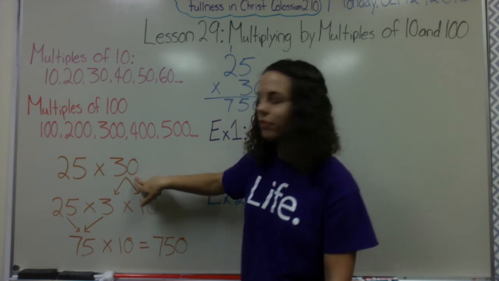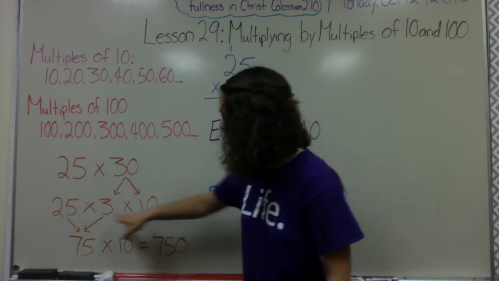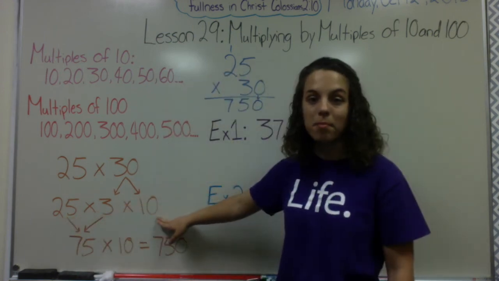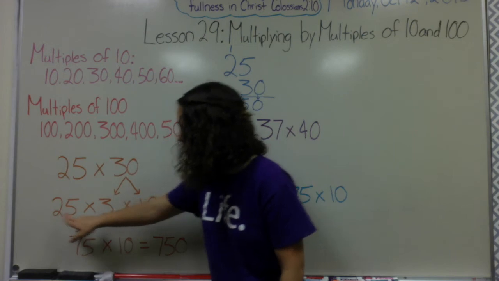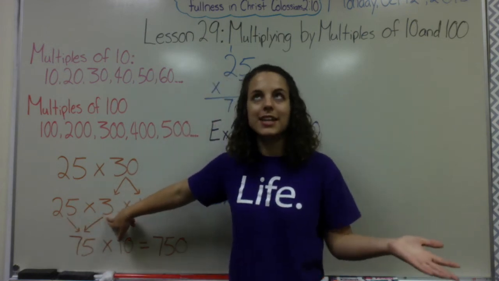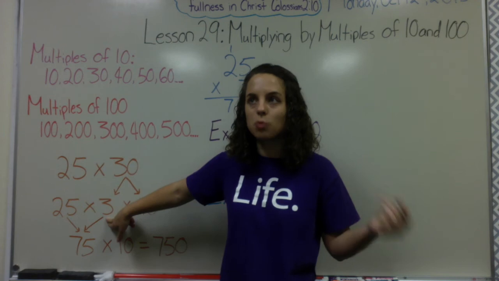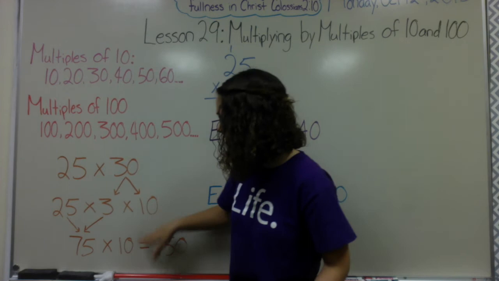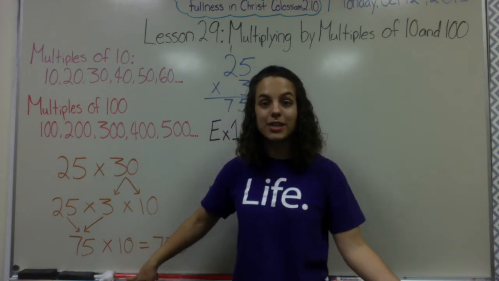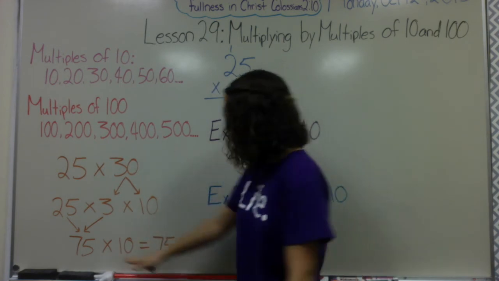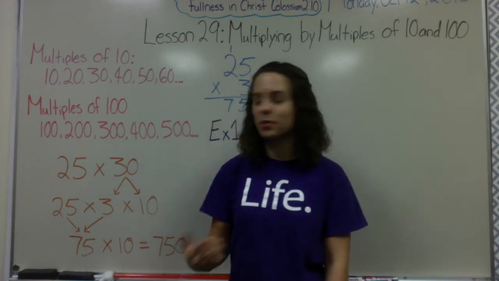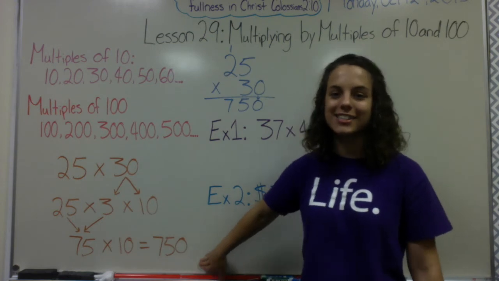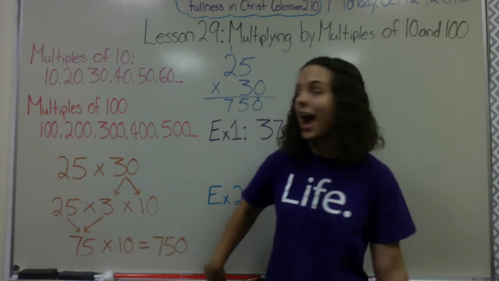25 times 30. If I break the 30 apart, 30 is the same thing as 3 times 10. So 30 is broken apart as 3 times 10 times 25. I still have the exact same problem. Then I'm going to multiply 25 times 3. Well, if I think of 25 cents and 3 quarters, so 3 25s is 75. I have 75 times 10. Again, if I multiply times 10, I add 1 zero. 75 times 10 is 750, just adding a 0 to the 75 that you already have.